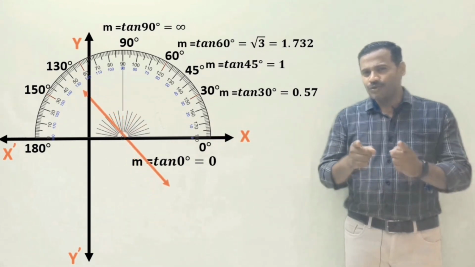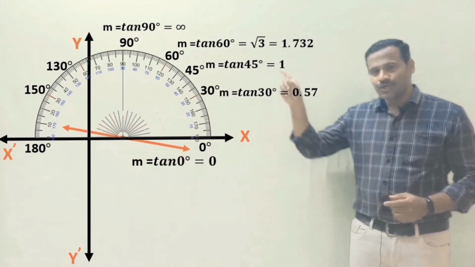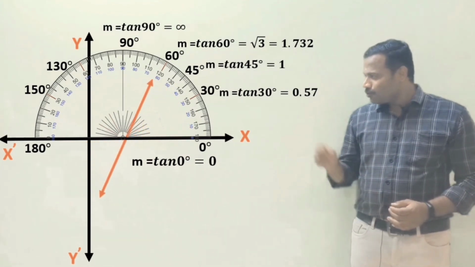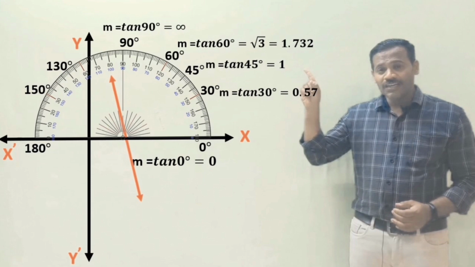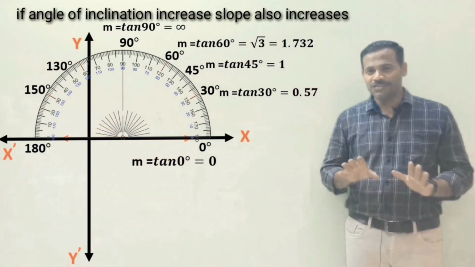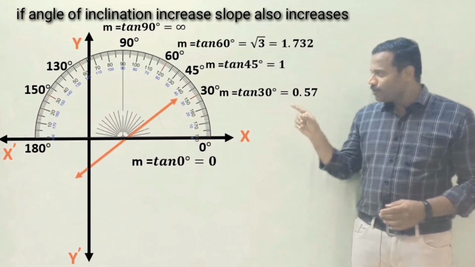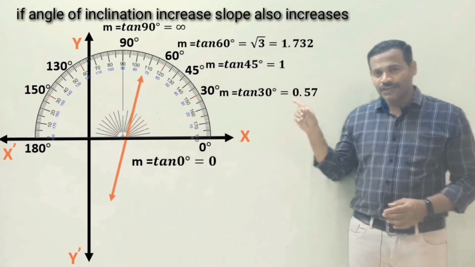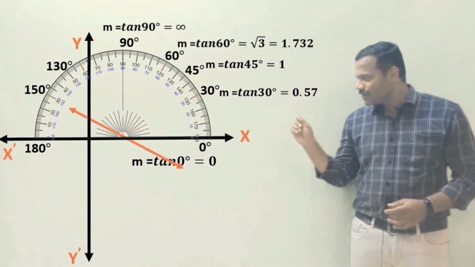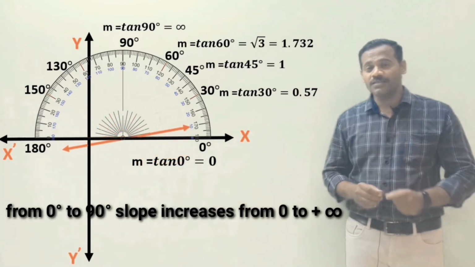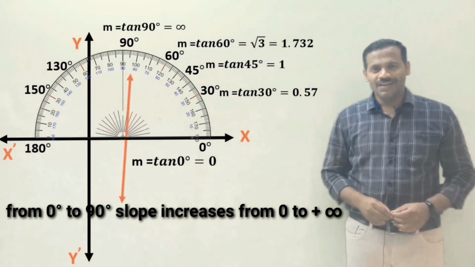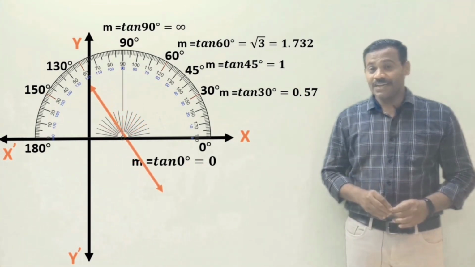Children, are you able to observe what happens from 0 degrees to 90 degrees? Yes, good. If I keep on increasing the angle of inclination, the slope is also increasing. So from this observation, from 0 degrees to 90 degrees, the slope increases from 0 to positive infinity. This concept is slightly different.